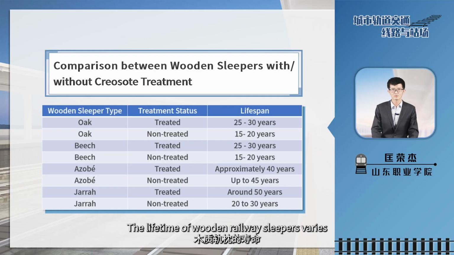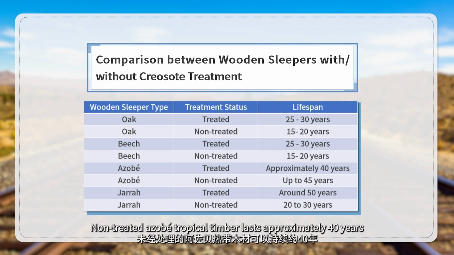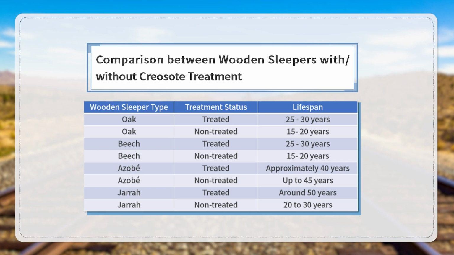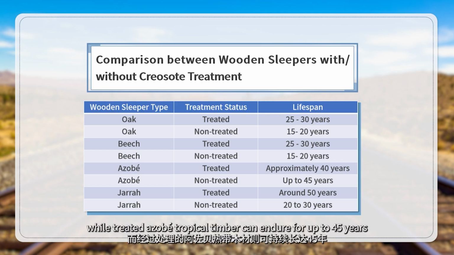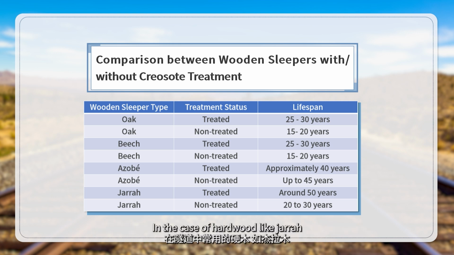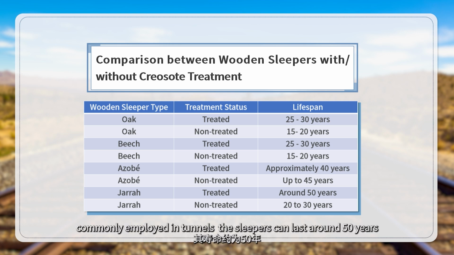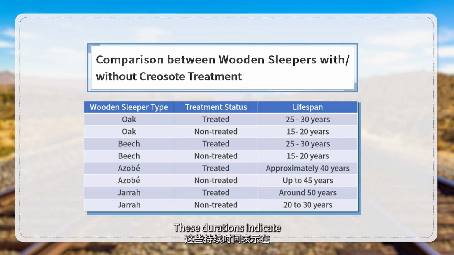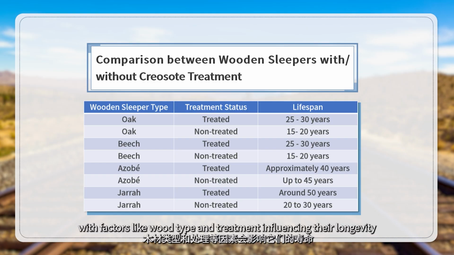The lifetime of wooden railway slippers varies based on the type of wood utilized. For oak and beech timber that has been treated, the lifespan is around 25 to 30 years respectively. Non-treated Azobe tropical timber lasts approximately 40 years, while treated Azobe tropical timber can endure for up to 45 years. In the case of hardwood like Jarrah, commonly employed in tunnels, the slipper can last around 50 years. This duration indicates how long the slippers can function effectively before needing replacement, with factors like wood type and treatment influencing their longevity.